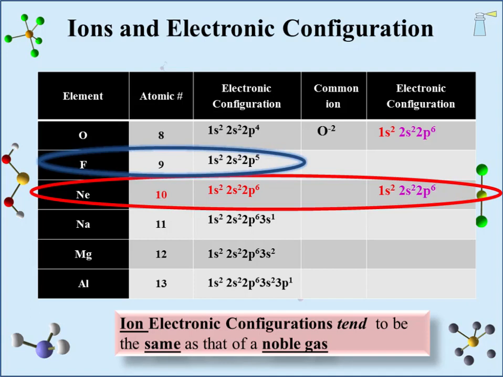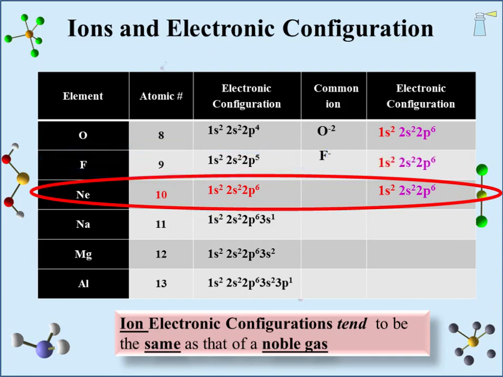The atomic electronic configuration of fluorine ends in 2p5. If fluorine gains 1 electron, thereby adopting a -1 charge, the ionic electronic configuration will also gain 1 electron, and 2p5 will become 2p6. Right, same as neon.